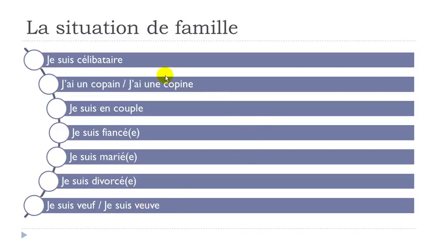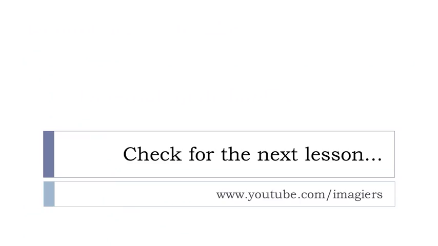Okay, so let's repeat them one more time. Je suis célibataire, j'ai un copain, j'ai une copine, je suis en couple, je suis fiancé, je suis marié, je suis divorcé, je suis veuf, je suis veuve. Okay, so now you can present your family situation.